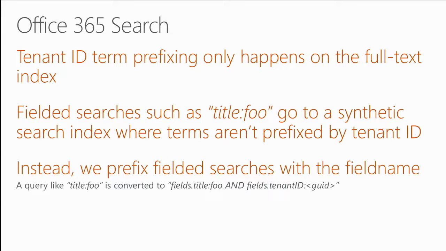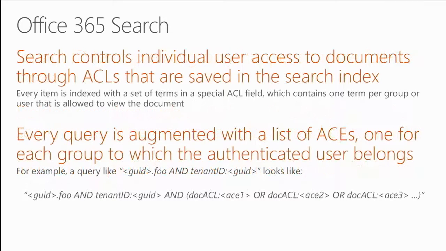Now this tenant ID prefixing we do only on the full text index. So there's fielded searches, which doesn't go against the full text index. It's more doing a live search against the content. That will also run through a synthetic search engine, which will also prefix the tenant ID onto that as well. So you can see what that looks like on the bottom, where we've got the fields, the field name, and then what you're searching for, also with the fields and the tenant ID. So that tenant ID with the GUID will always be part of that search string, and there's no way to circumvent that.